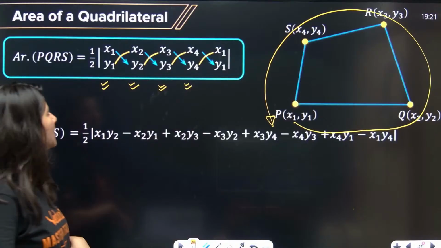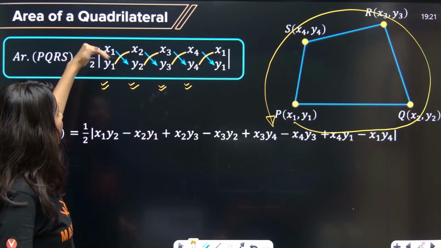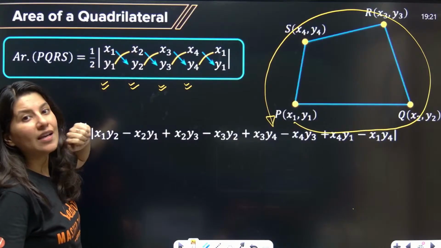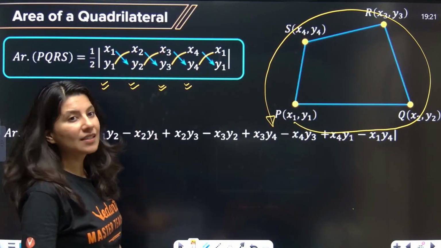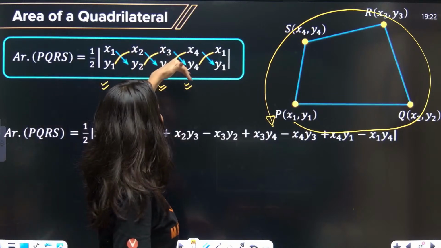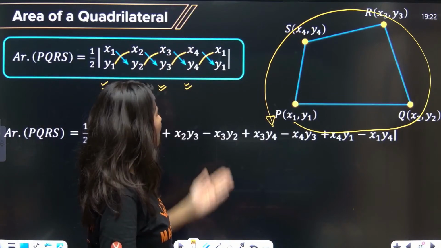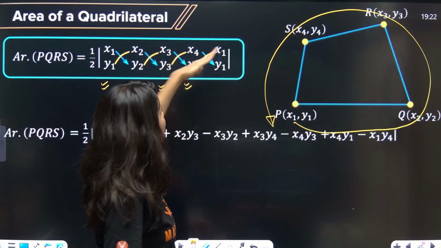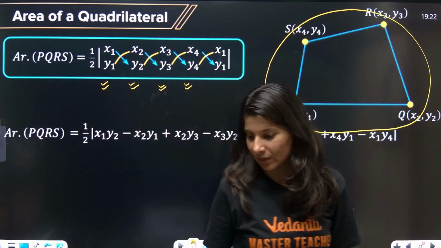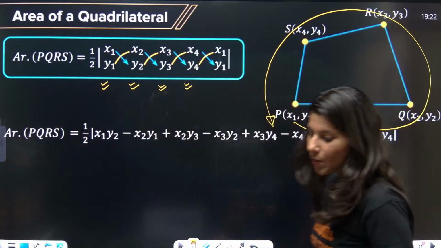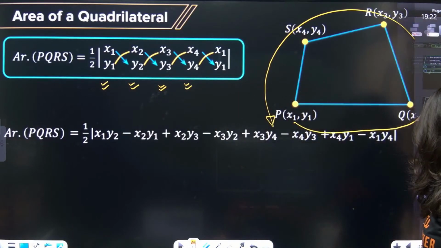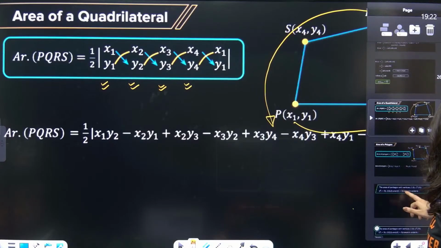And you know how to expand this. So half will be there: x1, y2 minus x2, y1, plus x2, y3 minus x3, y2, plus x3, y4 minus y3, x4, plus x4, y1 minus y4, x1. All right. This is the formula, king of kings. Why do I write 1, 1, 1? Because it's a formula.